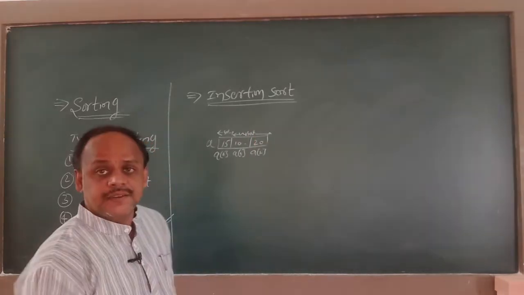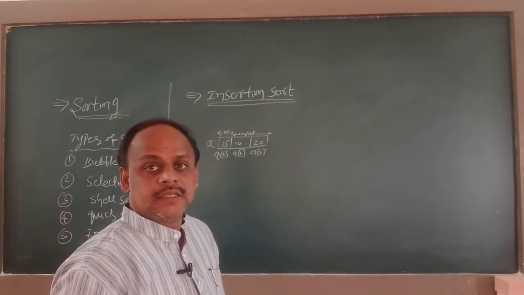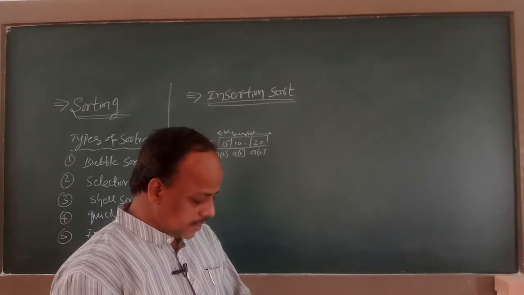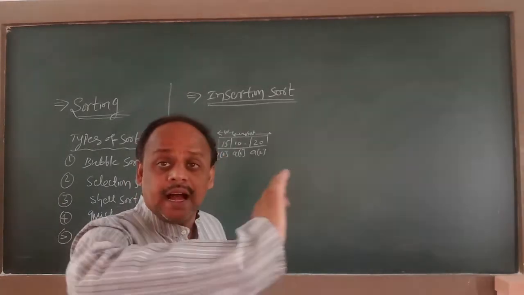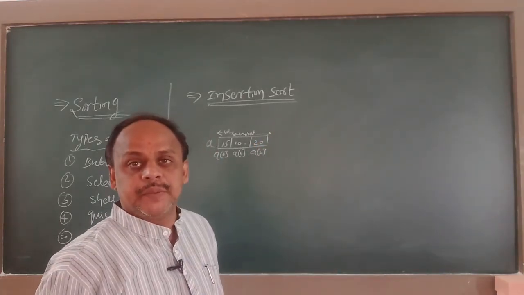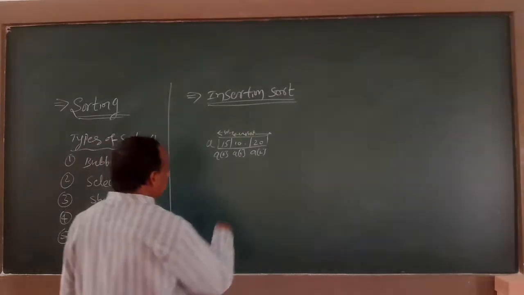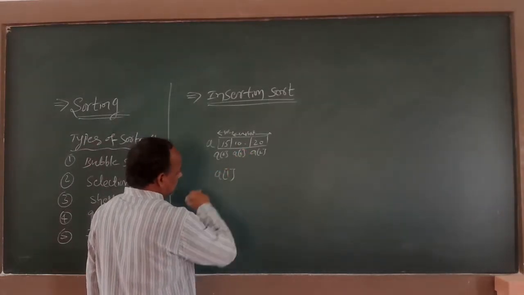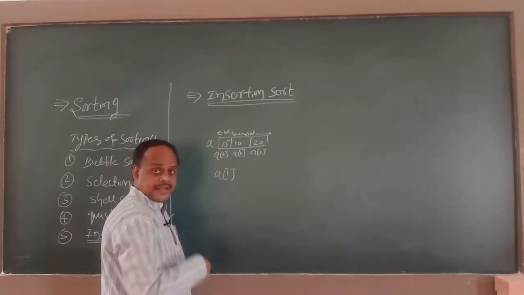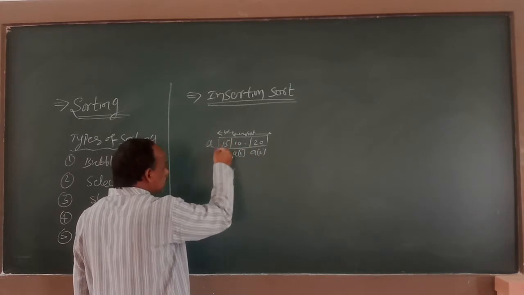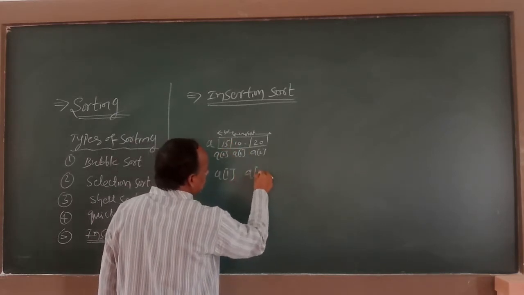And he says that first, consider the array's second element and compare it with the first element. That is, the second element means a of 1. Consider the second element and the first element. Second element means a of 1, first element means a of 0.